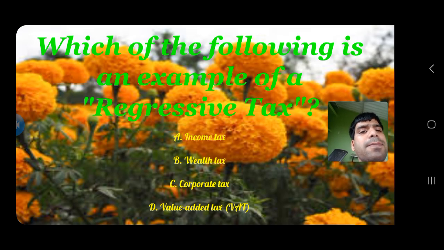And the next question is, which of the following is an example of a regressive tax? And the options are: option A, income tax, option B, wealth tax, option C, corporate tax, and option D, value added tax. And option D, value added tax, is a regressive tax. A regressive tax has a higher impact on lower income individuals, such as VAT, where everyone pays the same rate regardless of income, while progressive taxes differ by the income or the economic status of the people.